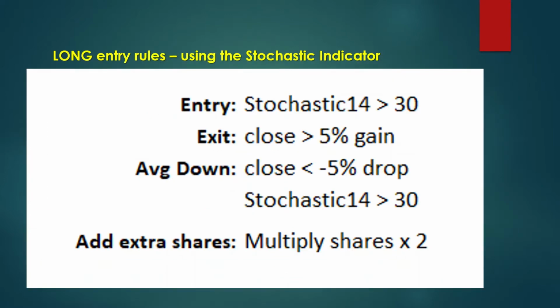The second strategy demonstrates an entry when the Stochastic 14 period crosses over the 30 line. Exit when the price gains at least 5%. Don't be greedy, take your profits and look for another trade using the entry rule. We average down when the share price drops by at least 5% and the Stochastic 14 period crosses over the 30 line again. Note the Stochastic indicator is standard in most charting software trading platforms. I try to use very basic entry and exit techniques so you don't have to develop or follow any complex strategies.